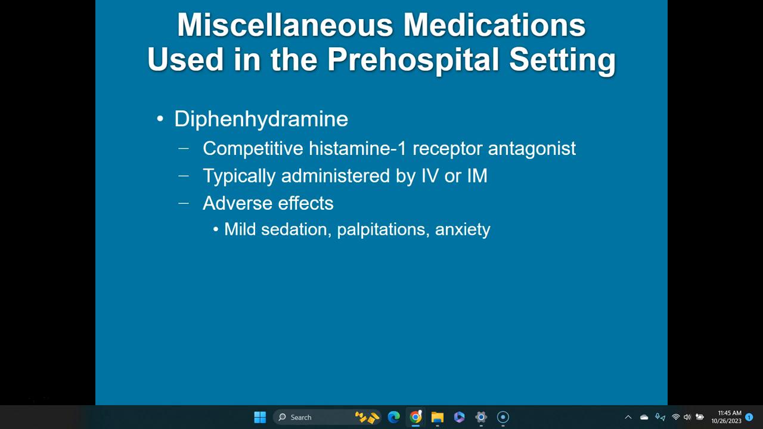Diphenhydramine, a competitive histamine 1 receptor antagonist. Remember, I mentioned if they're having an allergic reaction, giving that Pepcid, which is an H2 antagonist. Then diphenhydramine is that H1. So it's going to help dry up secretions and get rid of hives. It can also have some mild sedative effects.